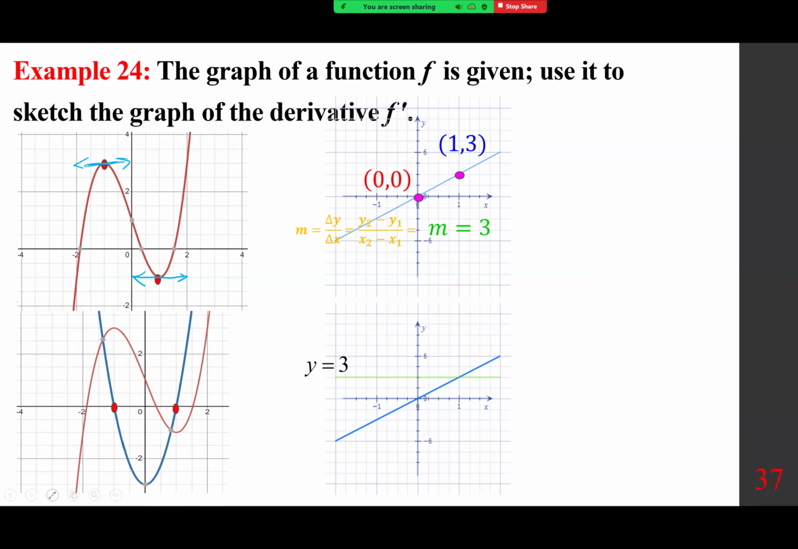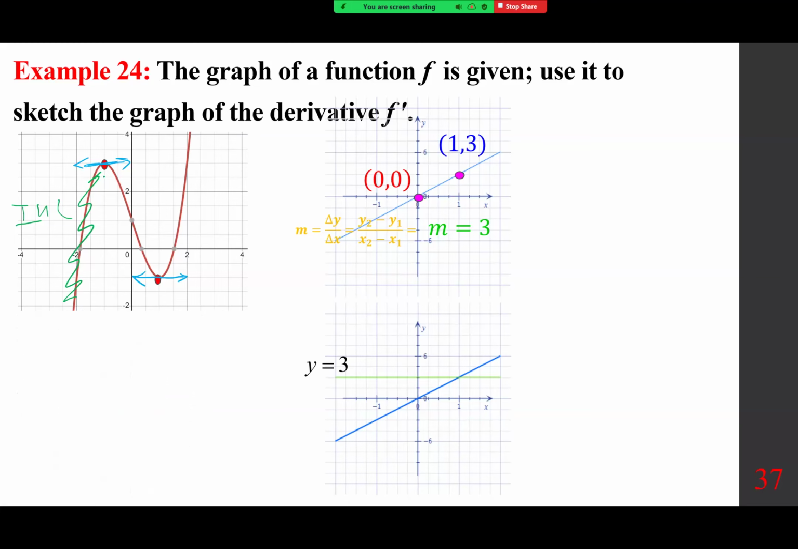This portion is increasing, everybody. This portion is increasing, and therefore it has to be above the x-axis. Let me actually do this. It may be easier if I show you on the same function. So if I go with this point and this one with this point, and I say this portion is increasing, which means above the x-axis, something like that.